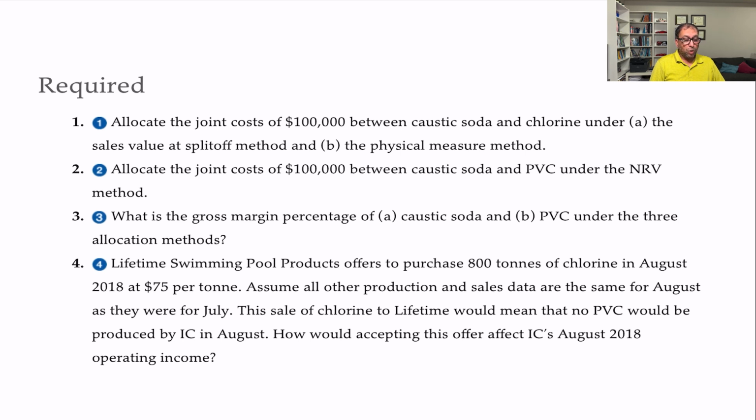Lifetime Swimming Pool Products offers to purchase 800 tons of chlorine in August 2018 at $75 per ton. Assume all other production and sales data are the same for August as they were for July. The sale of chlorine to Lifetime would mean that no PVC would be produced by IC in August. How would accepting this offer affect IC's August 2018 operating income? So let's start solving this question.